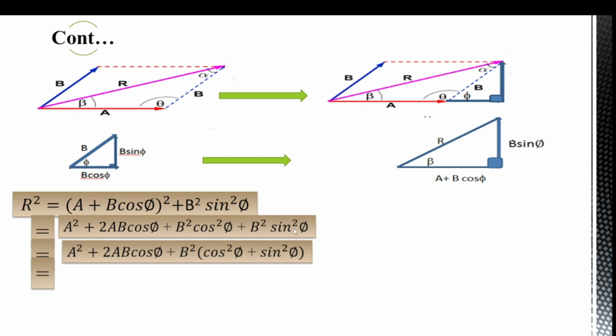Now square of b is common for both terms. Okay, so what we have to do, just take out the square of b as a common.